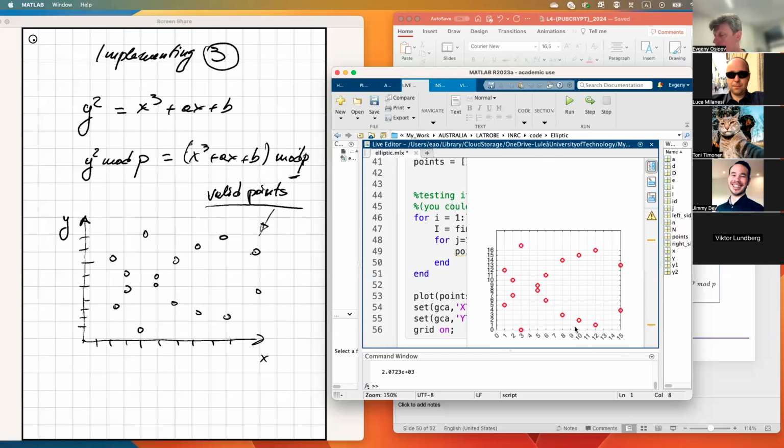And now we choose one of them. So what does it mean to choose? You choose X and Y coordinates for these points. So numbers, so integers. Let's denote them as X large G and Y large G. So that is this point over here. Let's call it G.